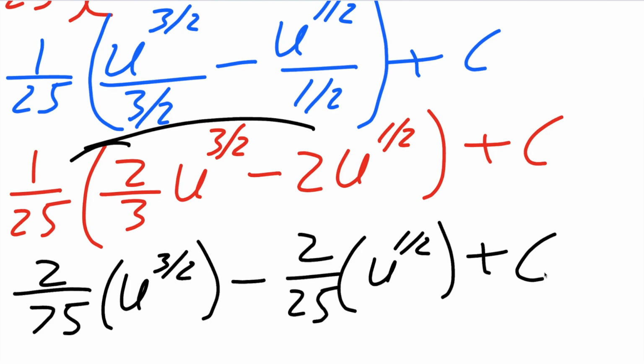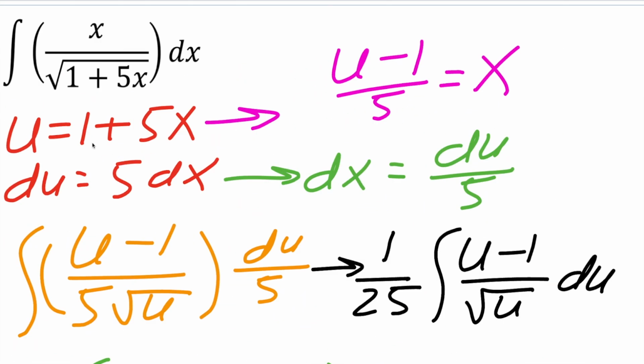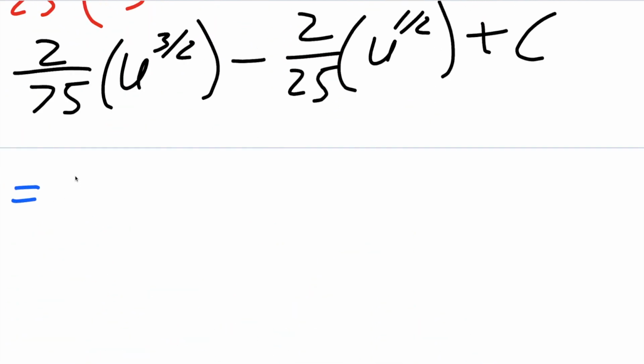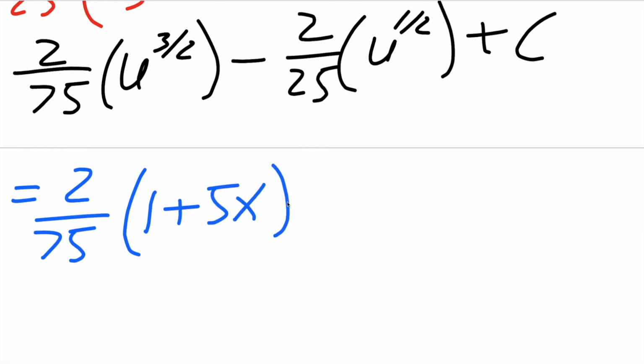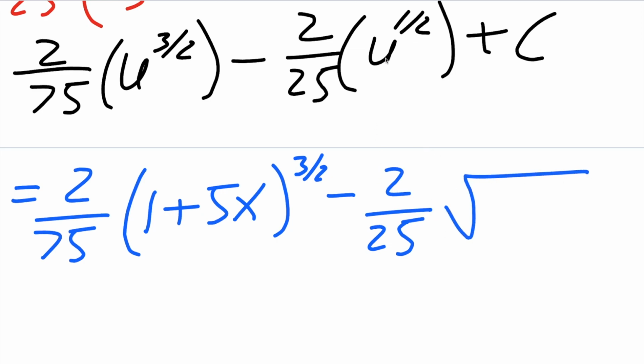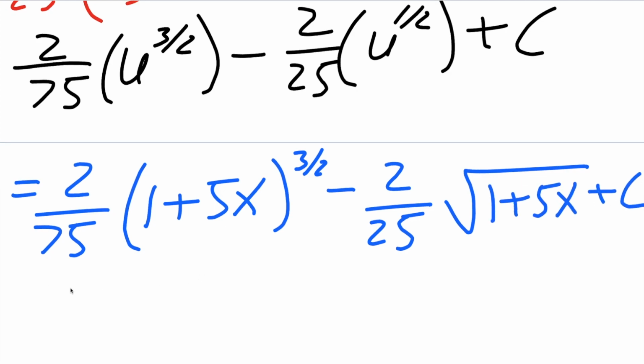And our last step is to replace u with what we said it was. It was 1 plus 5x. And so our final answer would be 2 divided by 75, replace u with 1 plus 5x, close parentheses, raised to 3 divided by 2, minus 2 divided by 25. And instead of u raised to 1/2, you could do the whole square root. So let's do the square root. And now we got to replace u with 1 plus 5x. So 1 plus 5x plus c. And that's all we need to do for this problem.